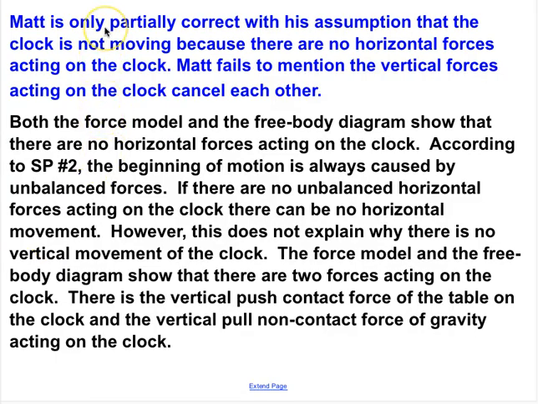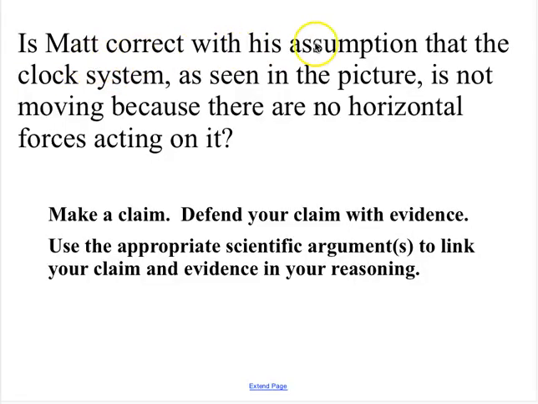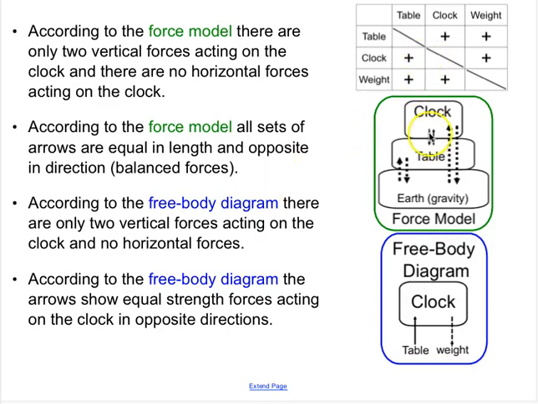So if you remember back to part 1, we can go back and take a look at what had happened. So here we are. Is Matt correct with his assumption that the clock system, as seen in the picture, is not moving because there are no horizontal forces acting on it? And then we use these 3 pieces of evidence. In fact, we didn't use the interaction table at all because you don't always use everything that's provided for you.